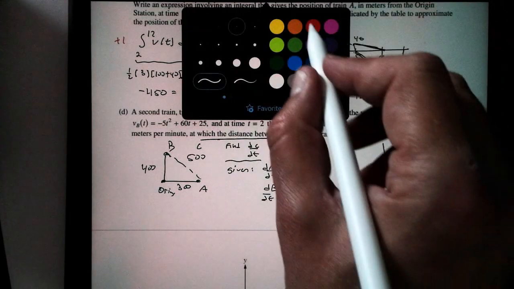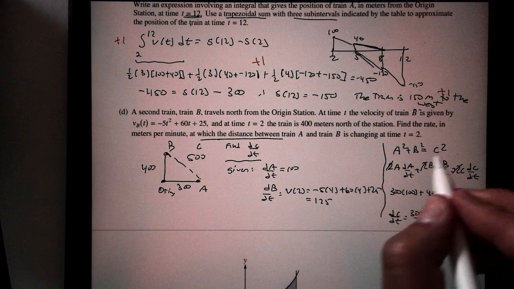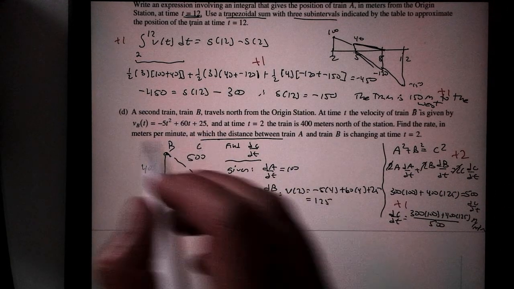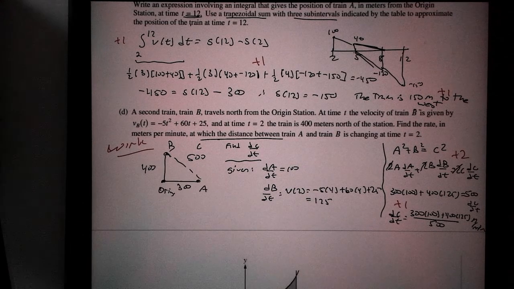So let's think about how many points this is. Plus 2 for taking the derivative, and plus 1 for your answer. But you got to show your work, okay? You always want to show your work on these.